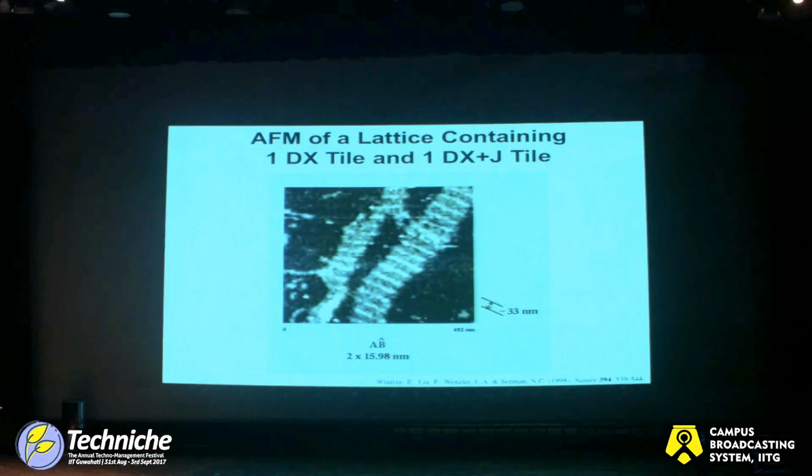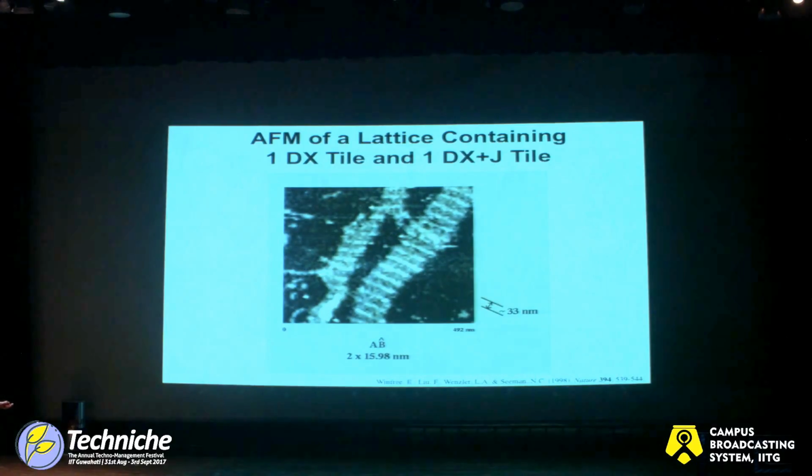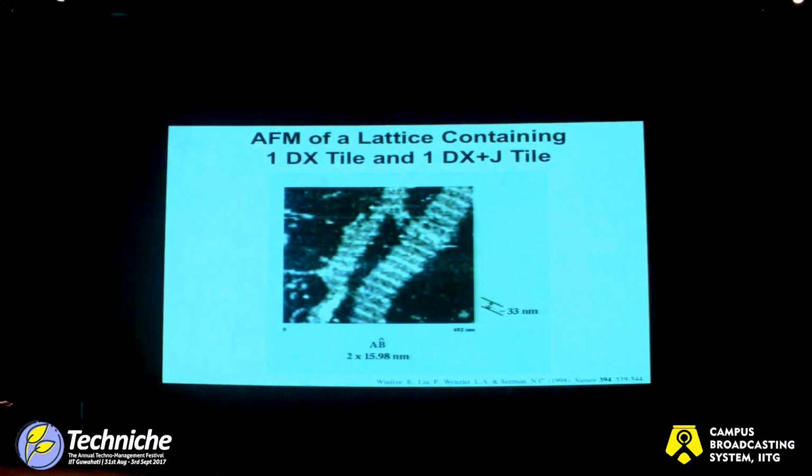Now, the dimensions here are 16 nanometers, so we should have a 32 nanometer spacing between whatever stripes we get from these. And what we have here is, in fact, a series of stripes. This is an atomic force micrograph. And their separation is about what we predict.